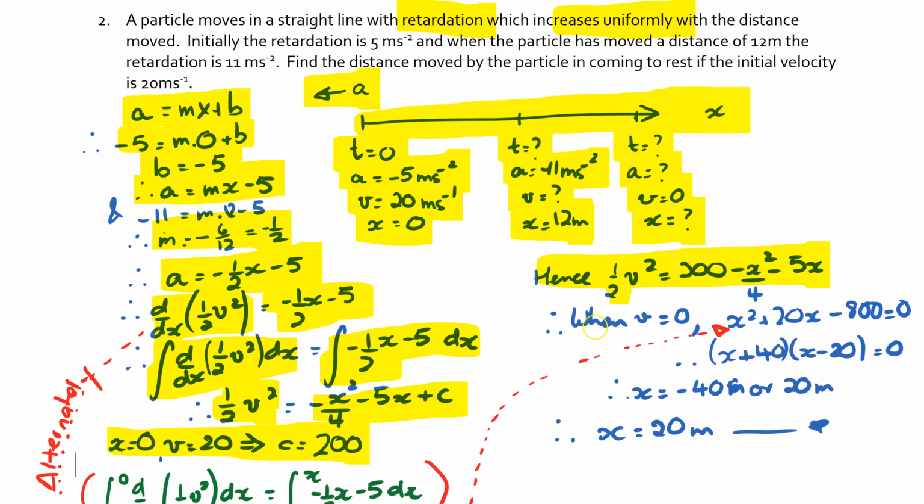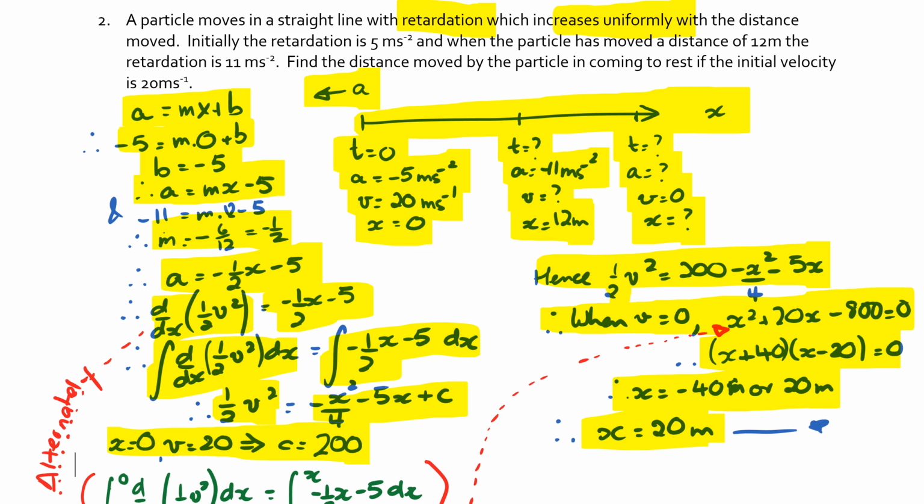And what I'm interested in is what's the value of x when v equals 0. So when v equals 0, if I try to find my value of x, I'll have a quadratic to solve, which will give me two solutions, negative 40 or 20, and obviously negative 40 doesn't make any sense in this particular problem. So 20 meters is how far it goes to the right.